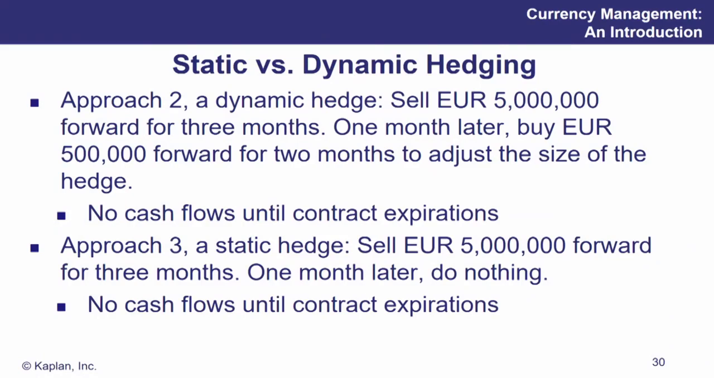Now, the third approach is to do just an entirely static hedge. You sell 5 million euros forward for 3 months and don't do anything about it. As the asset values change over that 3-month period of time, you don't adjust it. So you say, okay, this hedge is going to have a mismatch to it as the assets change in value, but you say, okay, it's probably going to be a fairly modest change in asset values over those 3 months, and so you don't bother changing the hedge. And again, since you're doing this with a 3-month contract over a 3-month period of time, no cash flows until the contract expires.